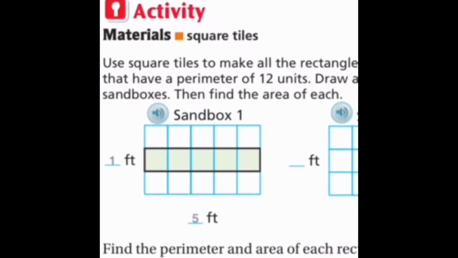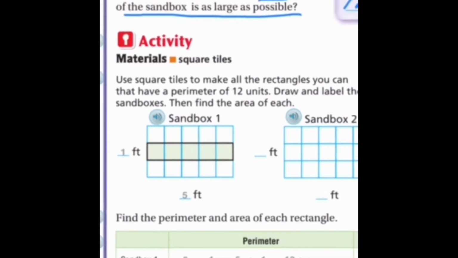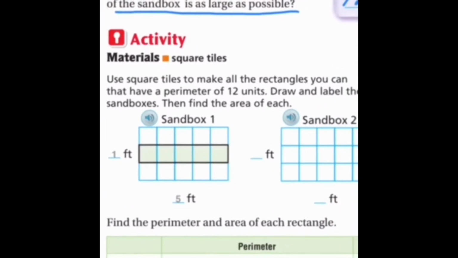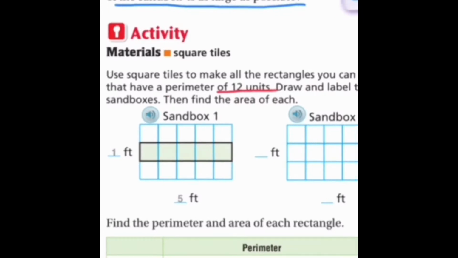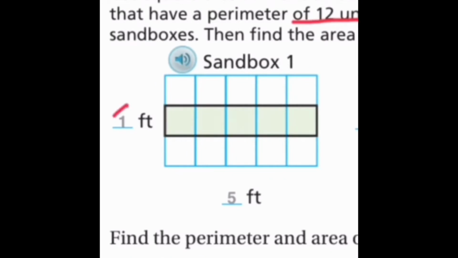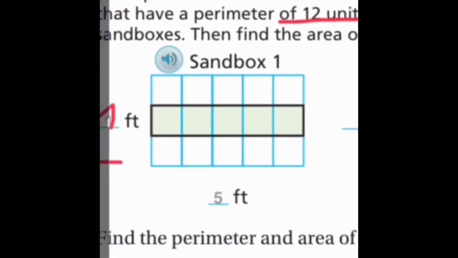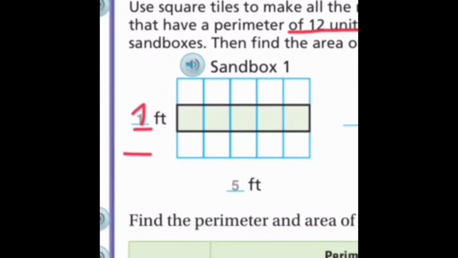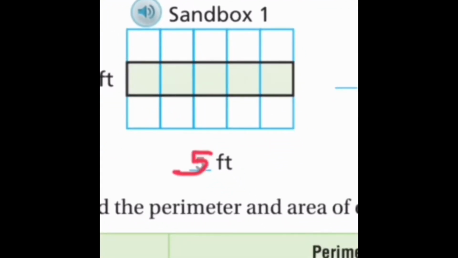Excuse me, I have kind of a cold today, so excuse my voice a little bit. The directions say to use square tiles to make all the rectangles you can that have a perimeter of 12 units. Draw and label the sandboxes, then find the area of each. So sandbox 1, they did for us. That side length is 1 foot. The bottom is 5 feet. So we have 5 plus 5 is 10, plus 1 is 11, plus 1 is 12. So we have a perimeter of 12.